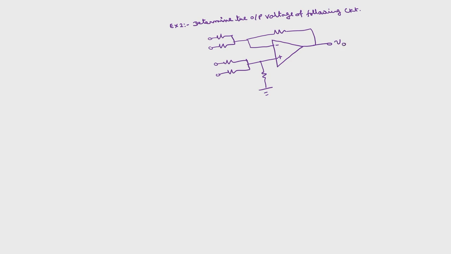There are four inputs. Say this is 2 volts, 3 volts, 4 volts, 5 volts. There are resistors of 10 kilo ohms, 20 kilo ohms, 30 kilo ohms, 40 kilo ohms, and there are 50 kilo ohms and 50 kilo ohms. So find the value of the output voltage V0.